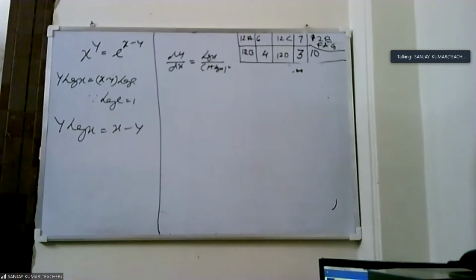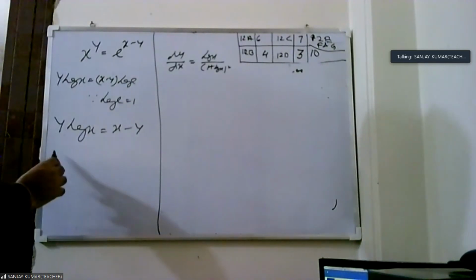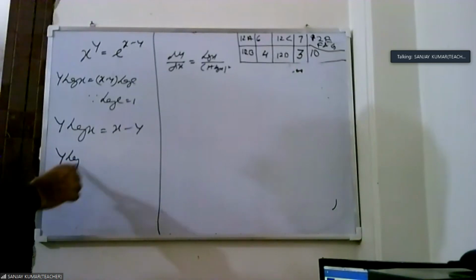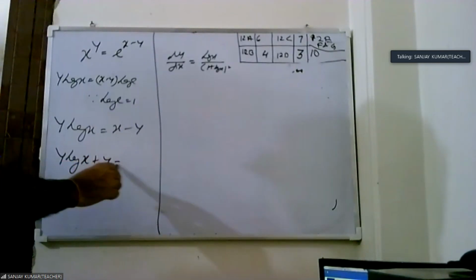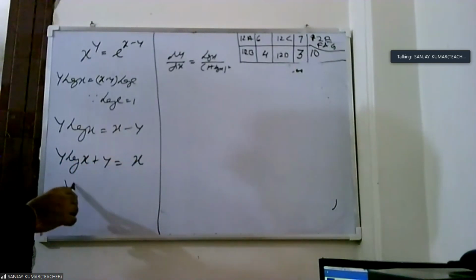If you carefully see your answer, this is (1 plus log x) whole square. That means they are using the division rule, because it is numerator upon denominator, and the denominator is whole square. What do we do when a differentiation starts in a type 2 question of implicit form? We take y on this side, then we get the value of y.